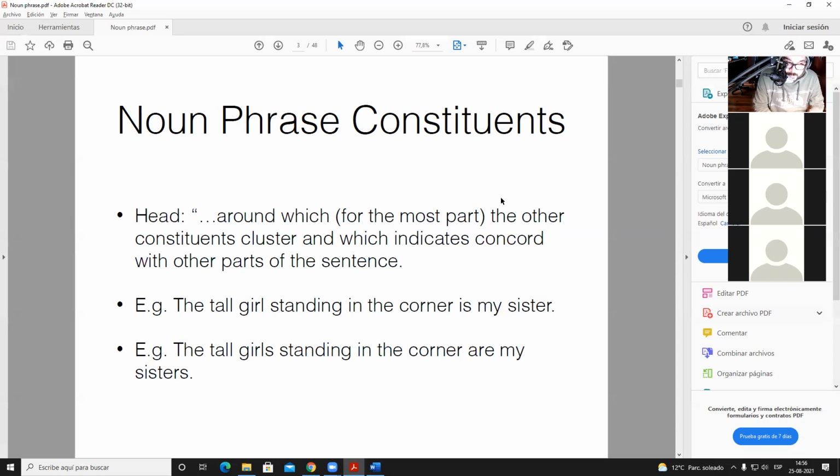In the second example, we have the very same idea, but with plural forms, where the noun head girls, that is to say, girl plus an S, creates a concord between the noun head and the verb head. The verb head is plural as well as the noun head. And that's it.